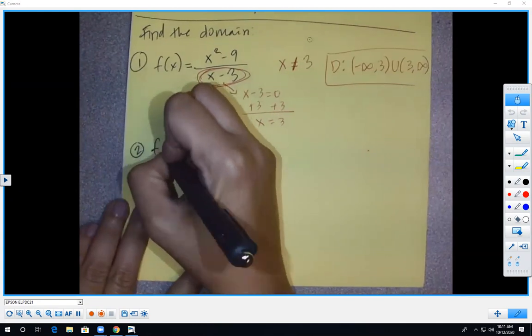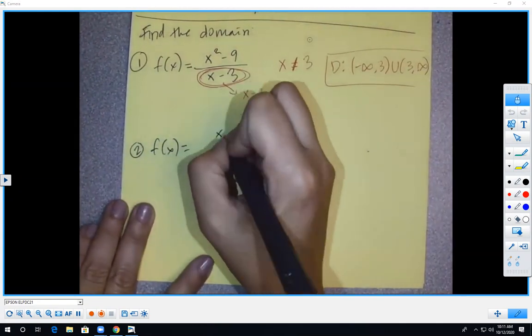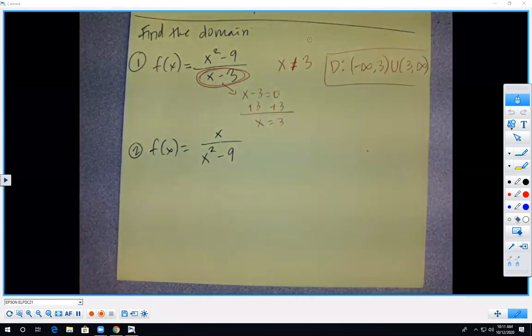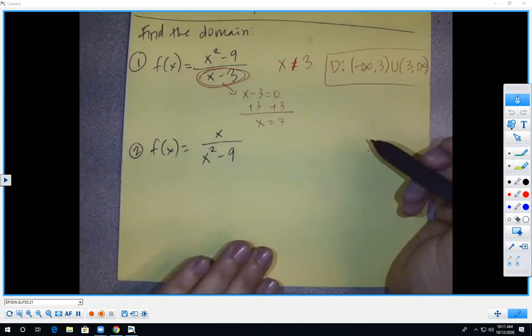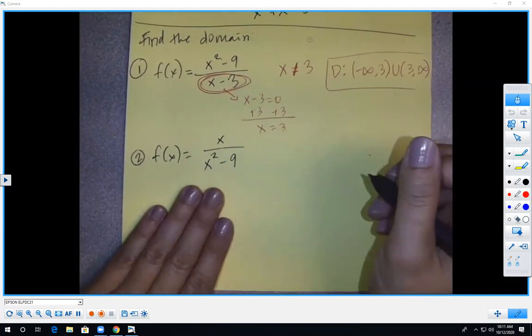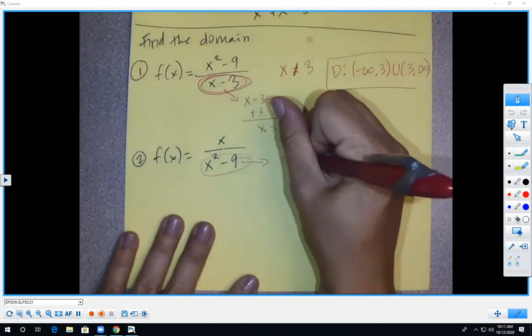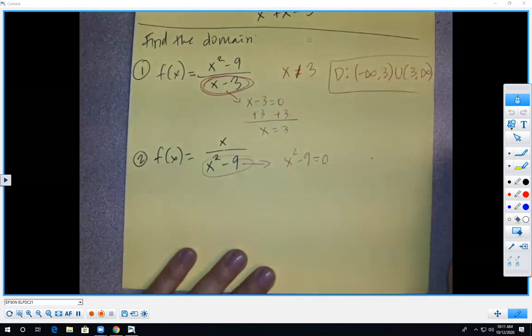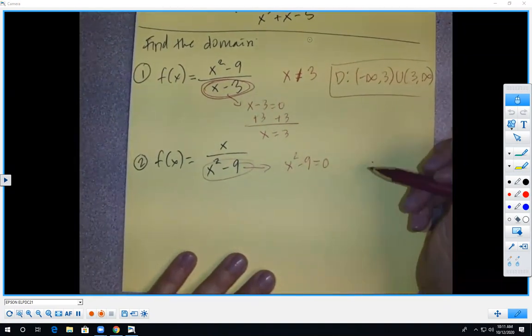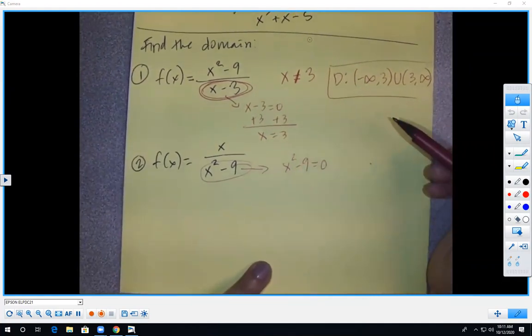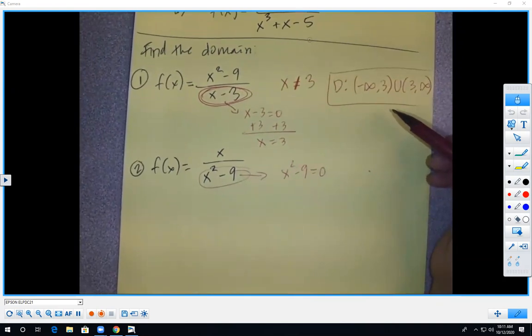Look at this one. If I had f of x equals x over x squared minus 9. So I have to set the bottom equal to 0 again to find the domain. So x squared minus 9 equals 0. There's 2 ways you can solve this. How many answers should I have for this? 2, because my degree is 2, right? This is a quadratic, it should have 2 answers. You can solve using square roots, or you can factor. What do you want to do?